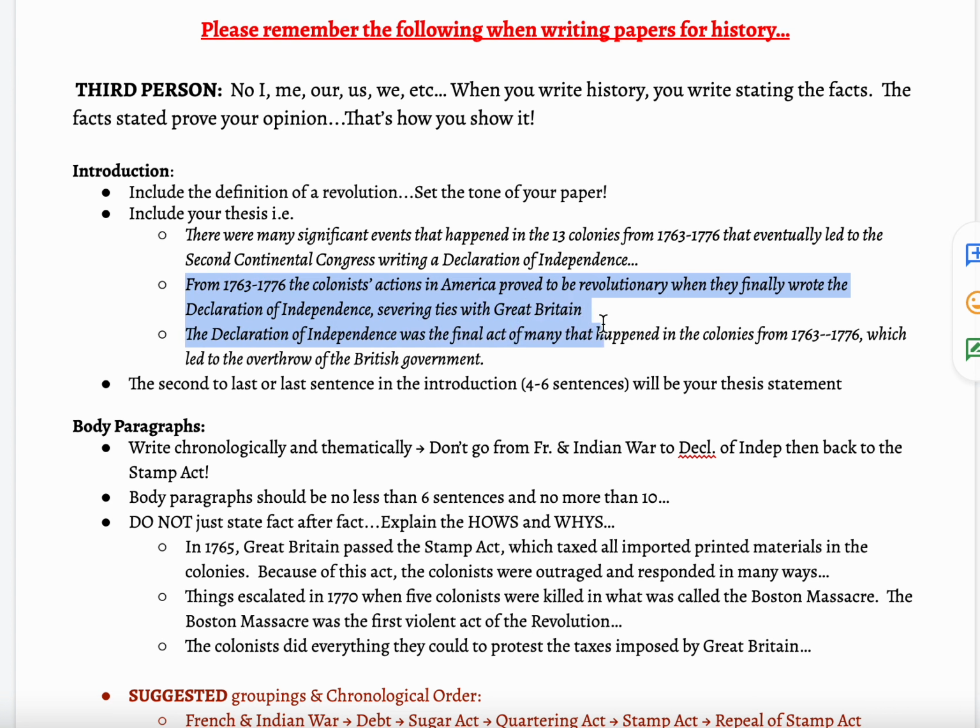From 1763 to 1776, the colonists' actions, meaning the way they responded to the taxes, proved to be revolutionary, which means they overthrew the government. They were changes, which wrote the Declaration of Independence, which severed ties, or cut off the ties, between Great Britain and the colonies. The Declaration of Independence was the final act of many events that happened in the colonies from this time period, which led to the overthrow of government. Notice how I have the dates in here in my thesis statement for all 3 of them. You're going to want to have some dates in your paper, especially in your introduction. The second or last sentence in your introduction is your thesis statement.